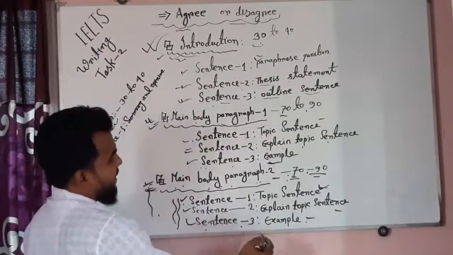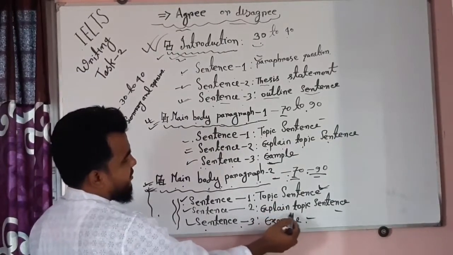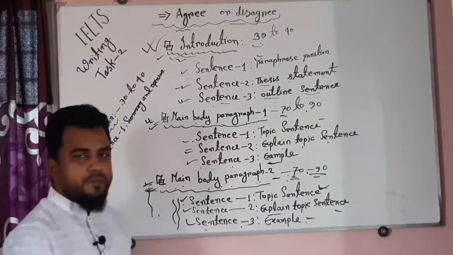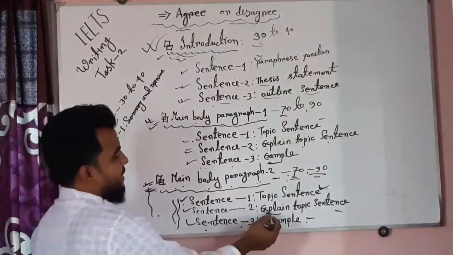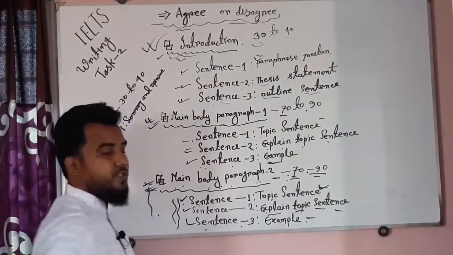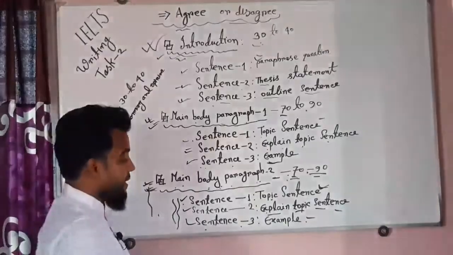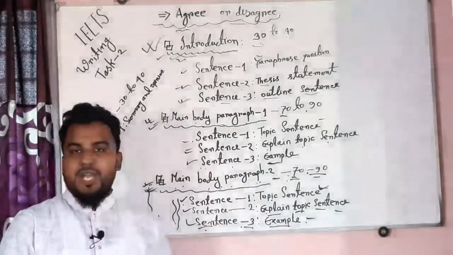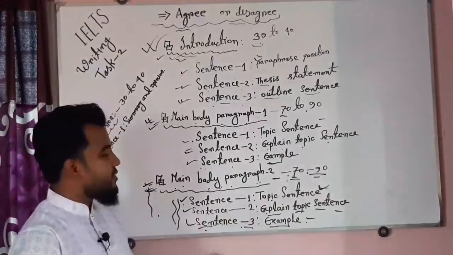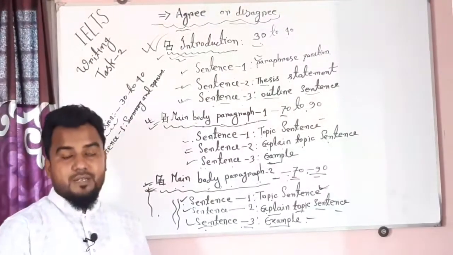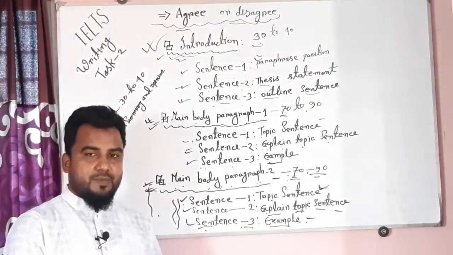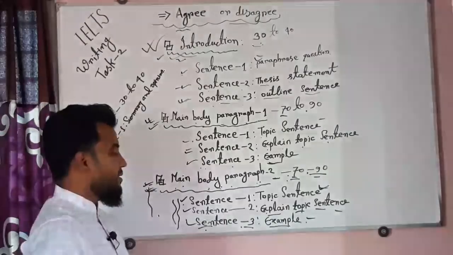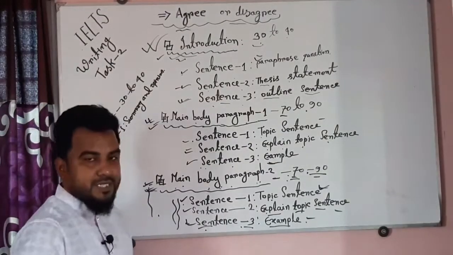Agree or disagree? Sentence 1 is the topic sentence. Sentence 2 explains the topic sentence, where you enhance or expand on the topic and write more information about it. And sentence 3 is an example. Whatever you have written in this section, you have to mention a related example here, so that we can complete your writing section 2.